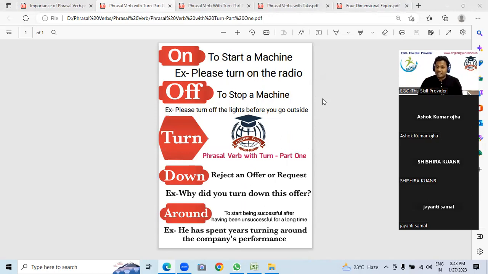So there are so many machines that help you in your day-to-day life, every day. So these are the things where you use turn on and turn off. To start a machine, say turn on the radio, turn on the television. Don't say start. Start is a very common word: start the race, start the machine, start the journey. You are not getting the right kind of words most of the time. So you can always use the right kind of vocabulary.